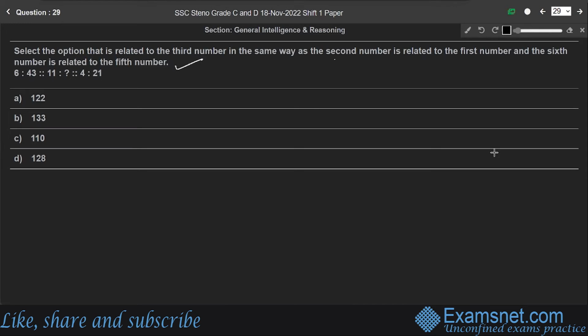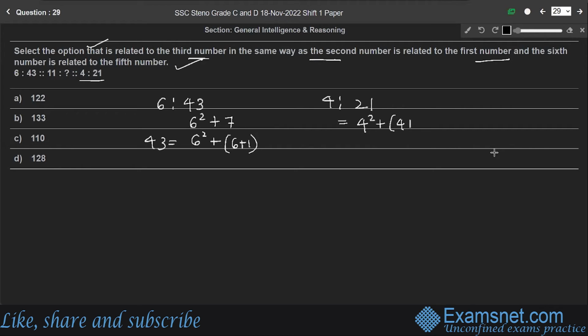Question 29. Select the option that is related to the third number in the same way as the second number is related to the first number and the sixth number is related to the fifth number, right? Here the first two numbers are related as follows: 43 can be written as 6 square, which is 36, plus 7, where 7 is nothing but 6 plus 1. So 6 square plus 6 plus 1 is equal to 43. Similarly, in the last set, 4 and 21 are related, where 21 can be written as 4 square plus 4 plus 1. 4 square is 16 and 4 plus 1 is 5.